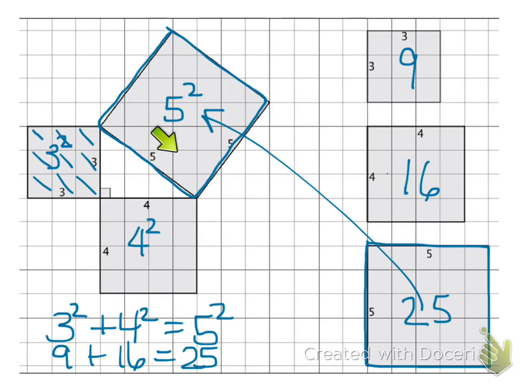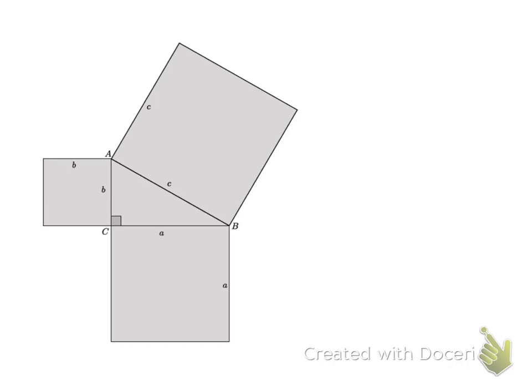So in essence, that's what this proof is going to do. It's going to show a way that we can cut this up so that I can show that this plus this is equal to that, which is the same as a squared plus b squared equals c squared. Okay, so that's just a concrete example of what this proof is going to do.